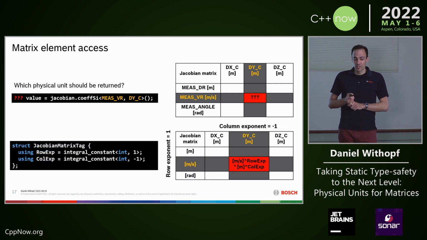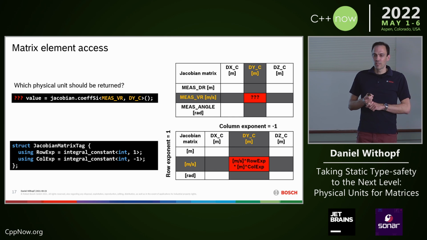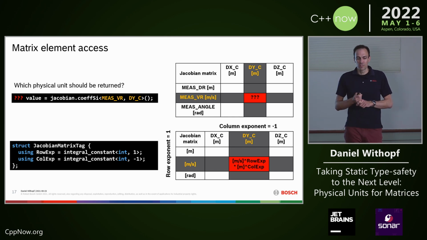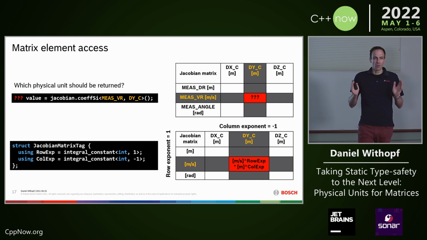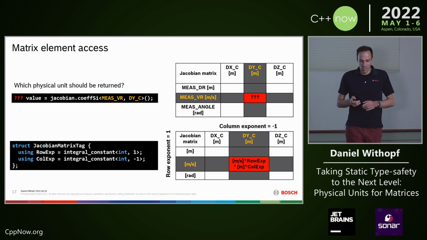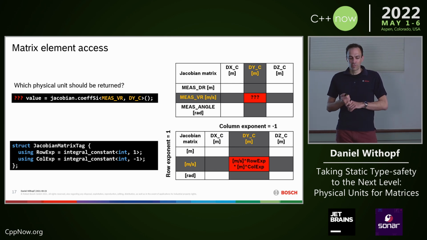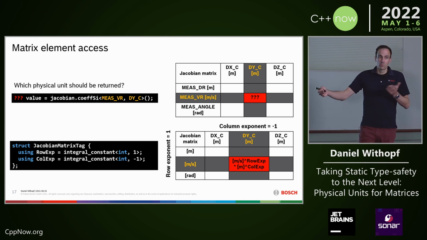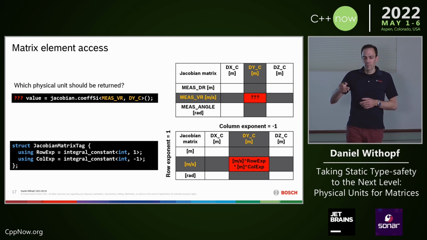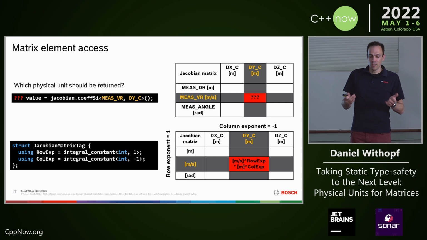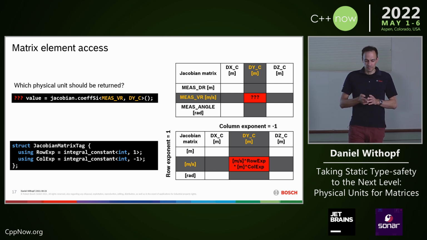And if we introduce the notion of a row exponent and a column exponent for these matrices, then we can generalize that to all different types of matrices. So a Jacobian matrix has a row exponent of 1 and a column exponent of -1. The general rule for the physical unit is: take the row unit to the power of the row exponent, 1, and multiply that with the column unit raised to the power of the column exponent, -1 in this example, which means we divide meters per second by meters and end up with 1 divided by second.